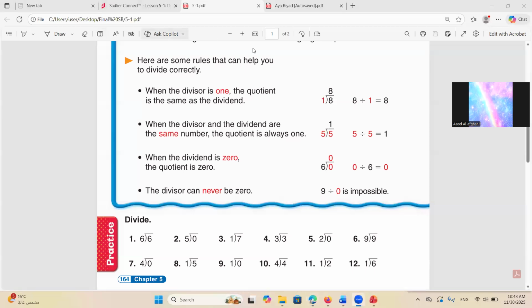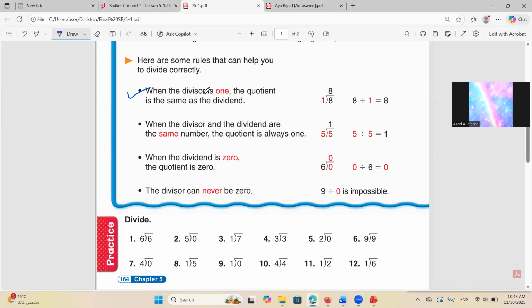Now, our division rules in this lesson will be what? The first rule. When the divisor is 1, the quotient is the same as the dividend. For example, 8, which is our dividend, divided by 1. Look, your divisor is 1. You should know that your quotient is going to be exactly the same as the dividend. Why, teacher? Because of course we know that 1 times what? We get 8. Of course it's going to be 8. So this is why it's totally true.